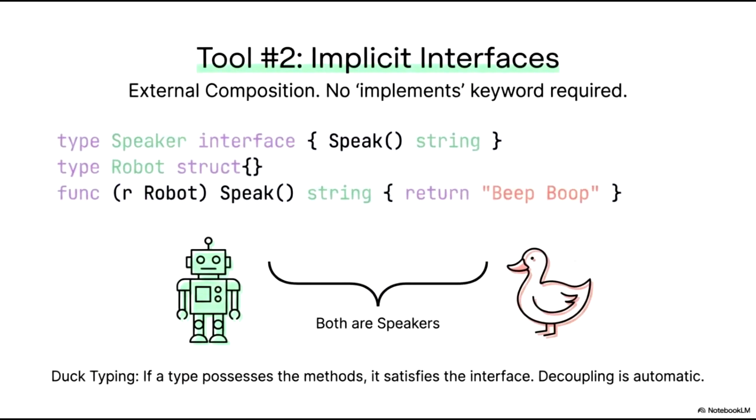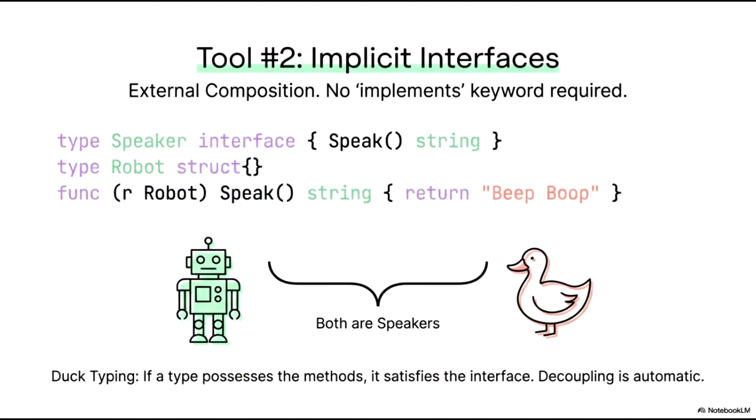Our second tool focuses on implicit interfaces, which enable external composition without the need for an implements keyword. In this example, we define a speaker interface that requires a speak method. We then create a robot struct and assign it that exact method. Notice that we never explicitly state that robot implements speaker.